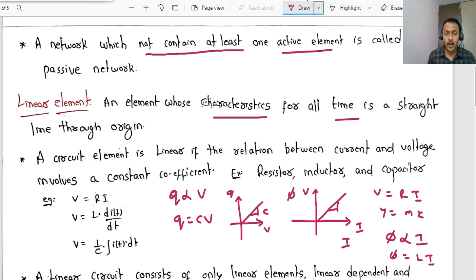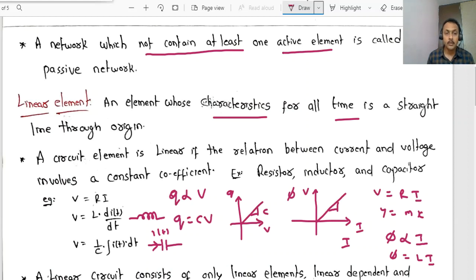Right? Now, V is directly proportional to di by dt. If you remove the constant of proportionality, V equals L into di by dt for the inductor case. This is the case for the inductor. And for the capacitor, the voltage across the capacitor is given by 1 by C integral i(t) dt. If you have a capacitor like this, and current i(t) is flowing through the capacitor, then the potential across the capacitor is given by 1 by C integral i(t) dt.